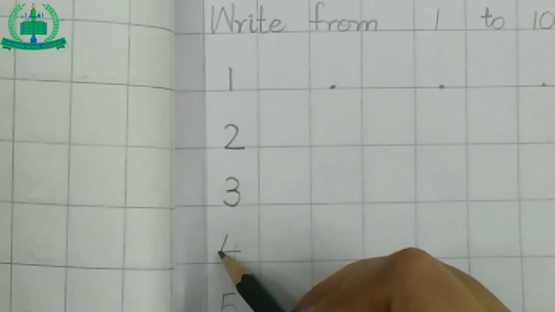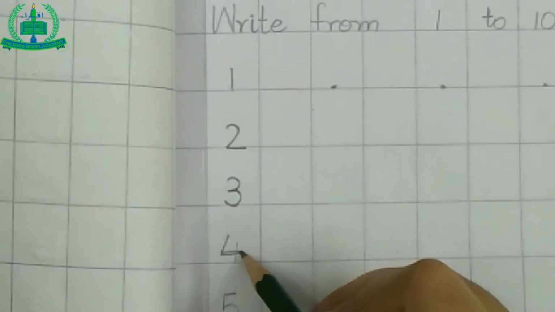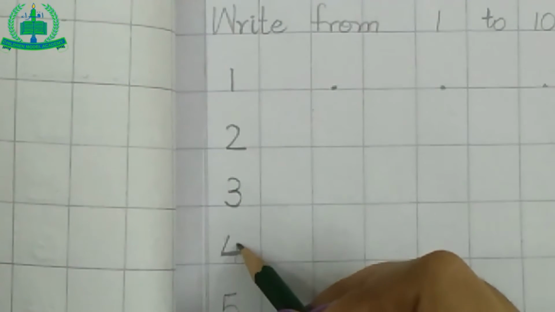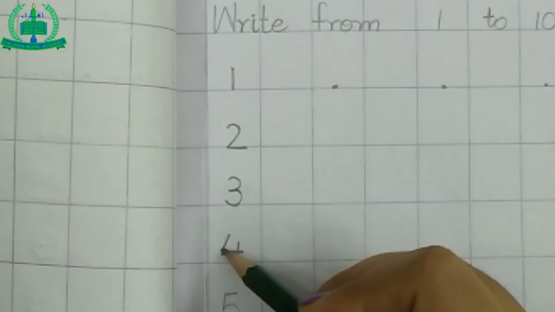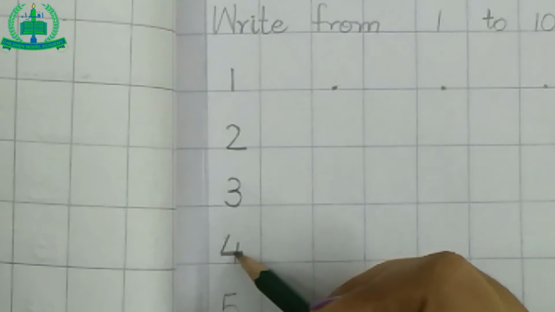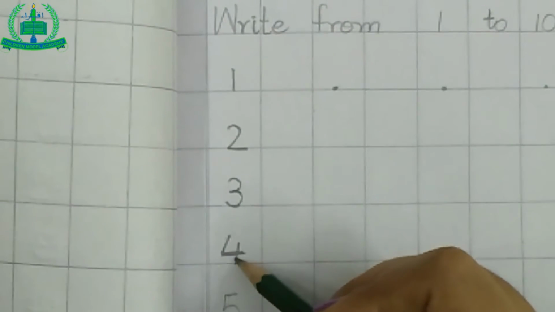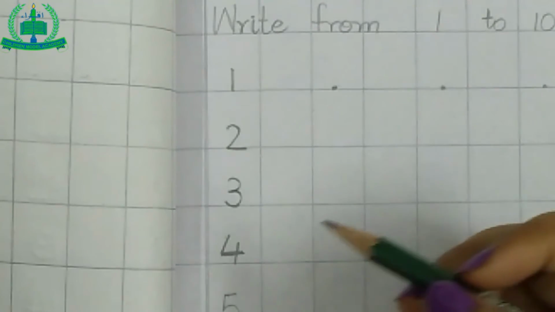A slanting line, slipping line, and a straight line makes 4.